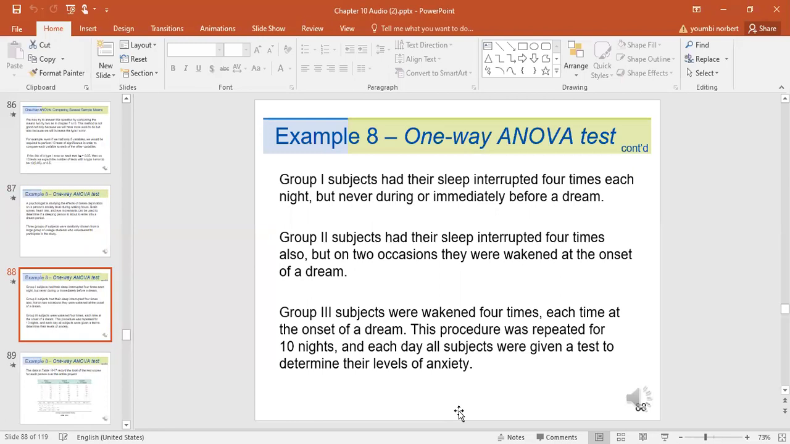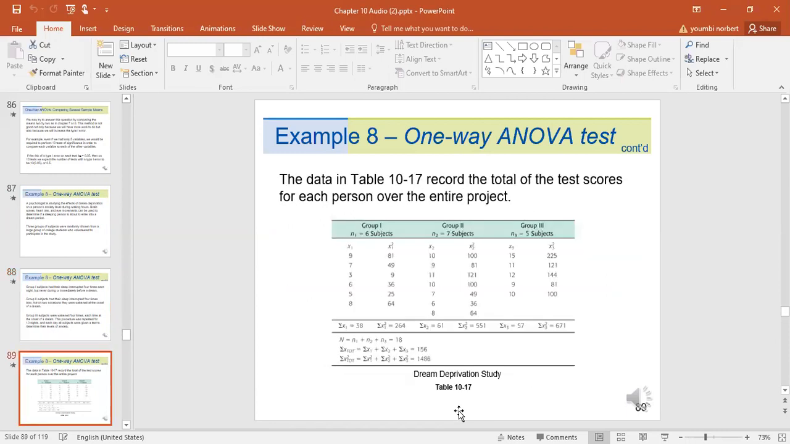This procedure was repeated for 10 nights, and each day all subjects were given a test to determine their level of anxiety. So we have 3 groups of people that had their sleep interrupted at different levels in different ways, so as to see if that interruption is going to actually affect their level of anxiety the next day. So the levels of anxiety of these individuals are collected, and we have the 3 groups here.